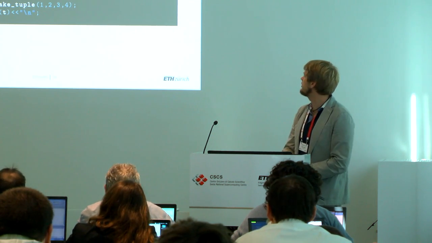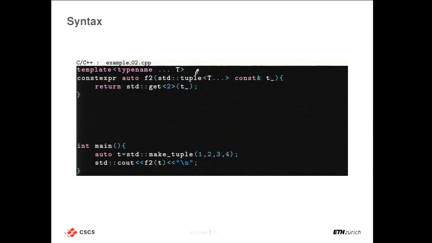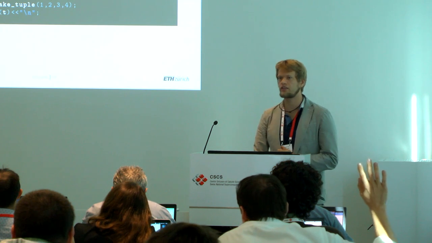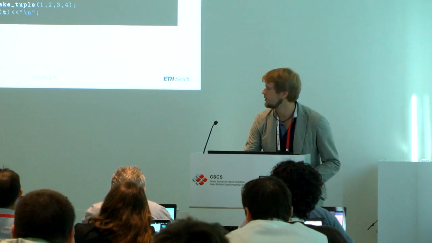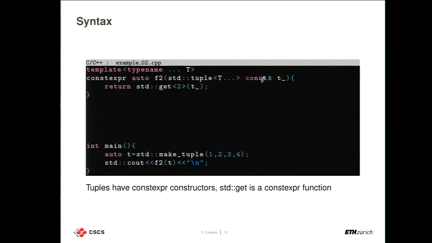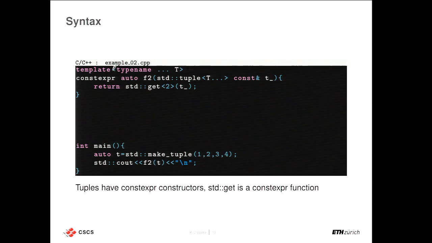Now, what about these? Now I get a tuple as an argument, and then I return std get of the second element of the tuple. So who says that this is valid in C++11? Who says it's not valid? Okay, everyone gets it right. This is valid because tuple is a literal type. It has a Constexpr constructor, and std get is a Constexpr function, so you can do that.